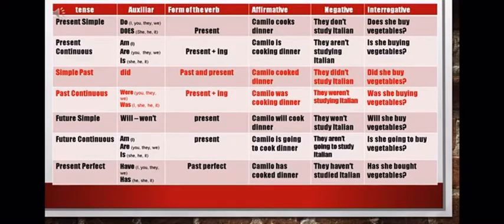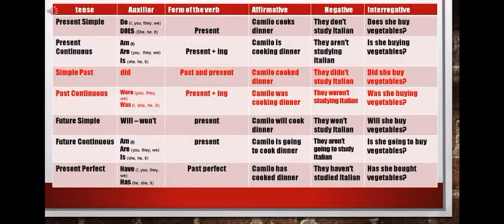So remember, all the tenses have auxiliaries that help you to create negative sentences and interrogative sentences. These auxiliaries are different for each tense. If you remember this, you are going to be able to create sentences in all the tenses: past, present, and future.